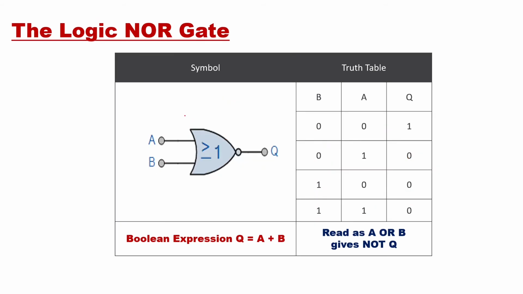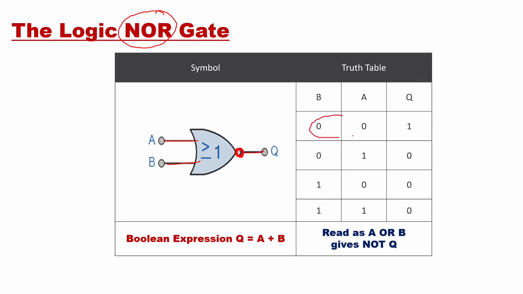Similar will be the case of the OR gate. For the OR gate, if you put a bubble like this on the output of the OR gate, that is, if it is inverted, then it will be called a NOR gate. Here also we have shown two inputs A and B and the output will be Q.